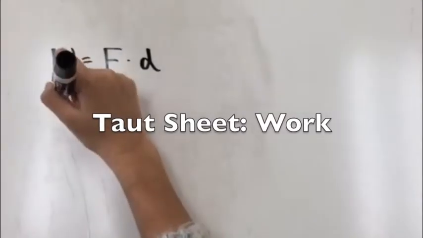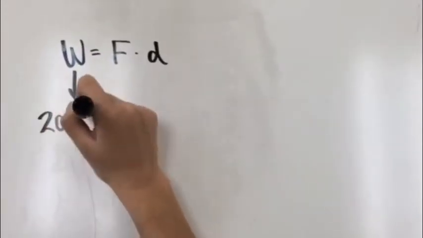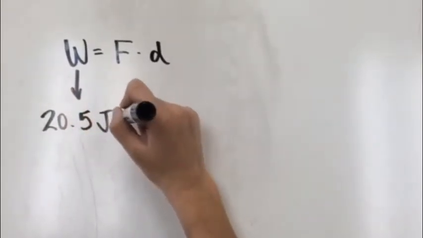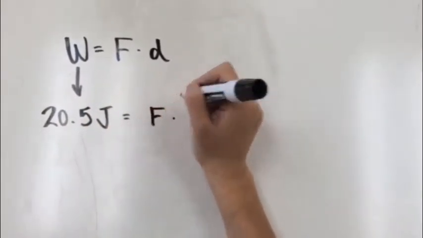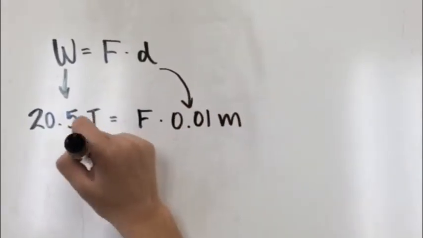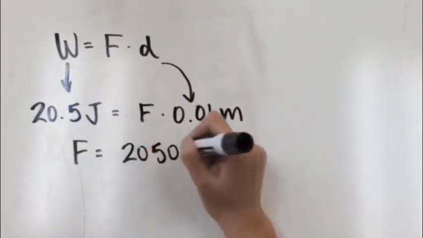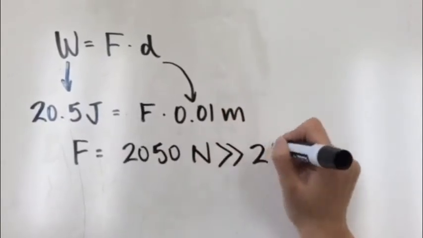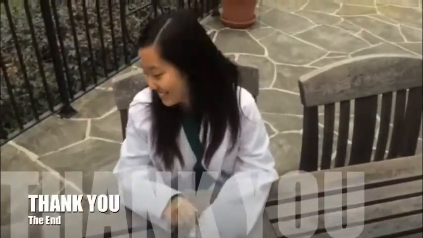This time we're going to use the same equation. So the left side, the work, is going to stay the same. This time the distance is going to change. When you throw it against a taut sheet, the distance is very small, about 1 centimeter. So this time when you calculate the force, it's going to be much bigger, 2,050 newtons, which is more than enough to break the egg at 25 newtons. Go! A raw egg hitting a taut sheet will break. And we have a winner!